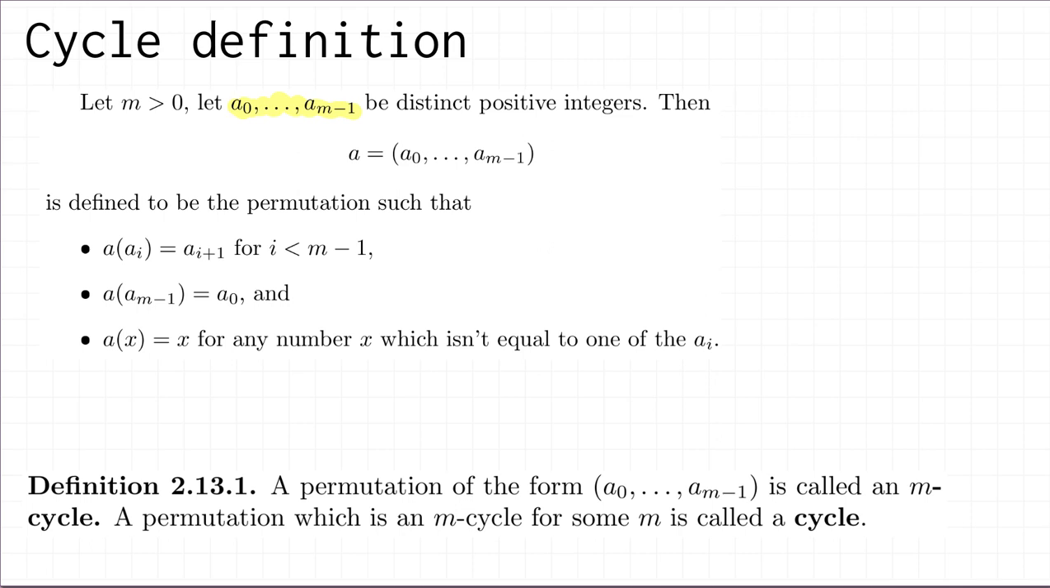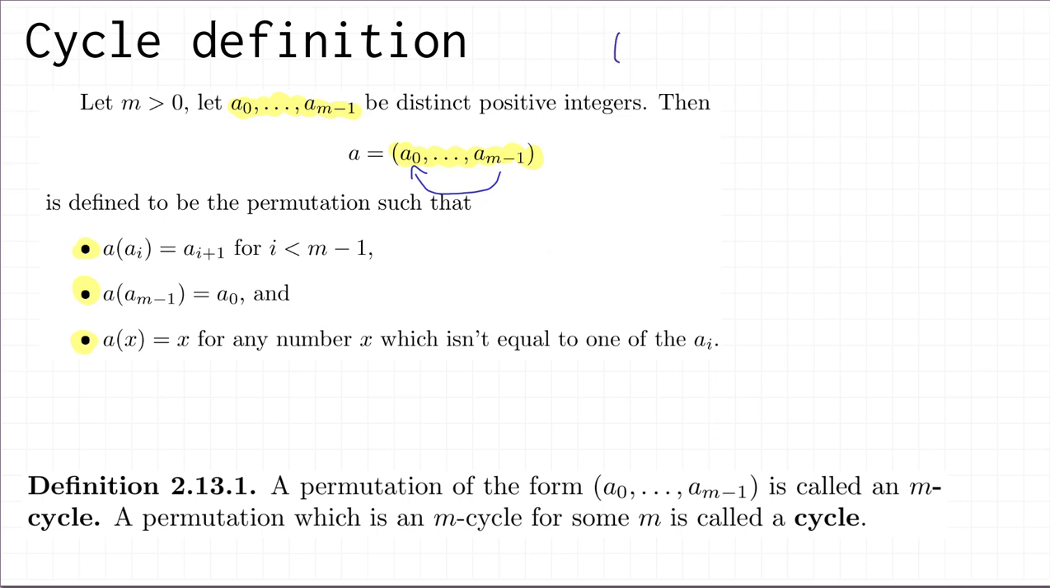Then the cycle, which we write like this, is the permutation that sends a0 to a1, and a1 to a2, and a2 to a3, and so on, until we reach the end of the cycle when a_(m-1) gets sent back to a0. So that's this clause in the definition here. And then finally, if there are any numbers which don't belong to the cycle, then those are sent to themselves by this permutation. So let's see a couple of examples of this just to see what's happening here.